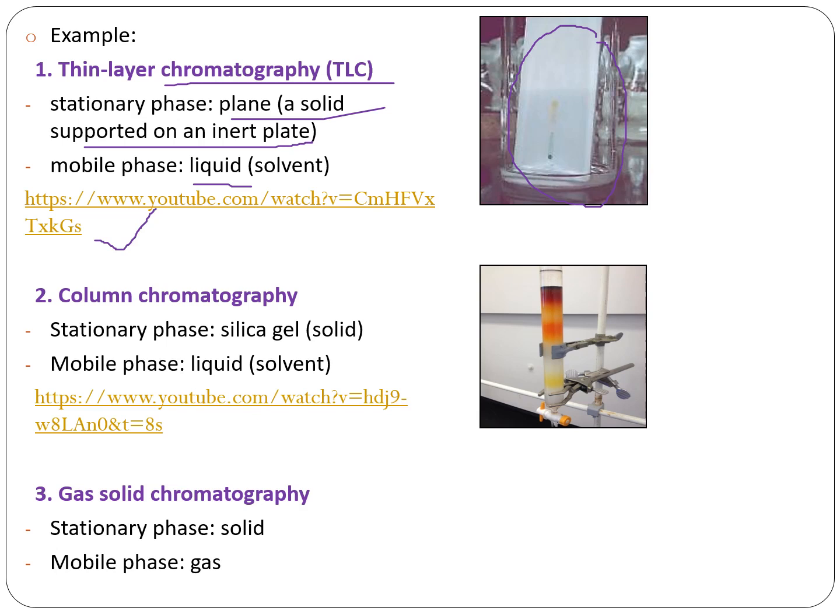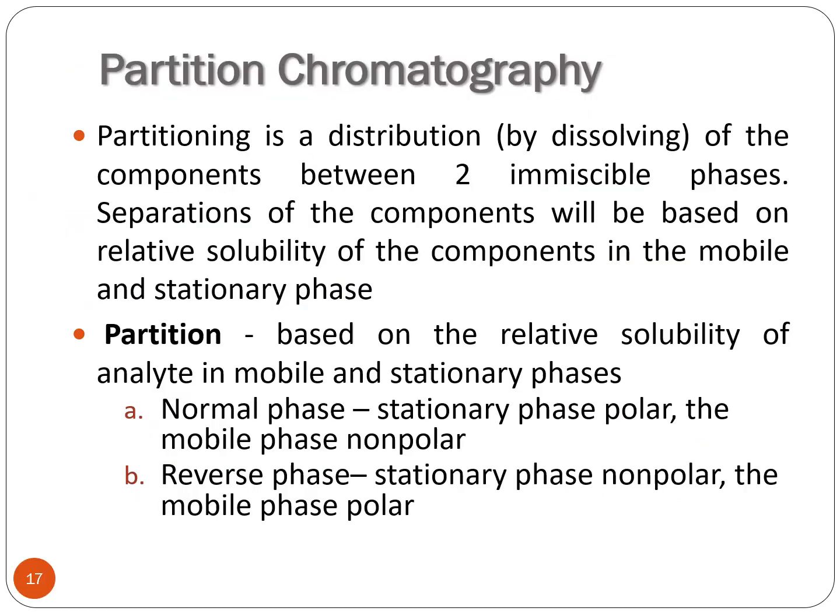And the second one is column chromatography, in which the stationary phase is the solid dalam bentuk silica gel dan mobile phase dalam bentuk liquid. Okay, untuk further information you can watch this YouTube link. And the third type is gas solid chromatography. The stationary phase adalah solid dan mobile phase adalah gas. So basically the stationary phase is solid. Sebab itulah the solute can be adsorbed on the stationary phase.